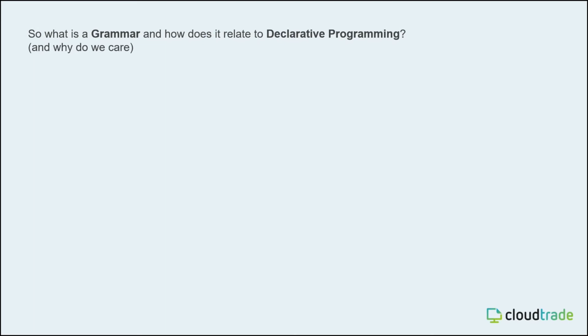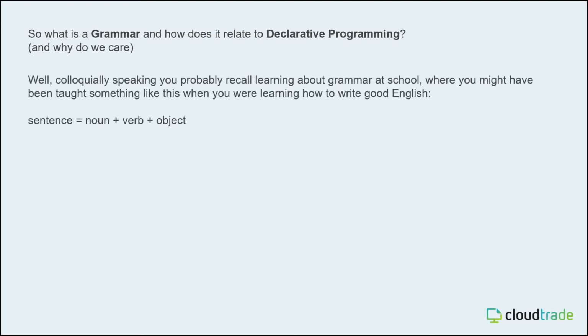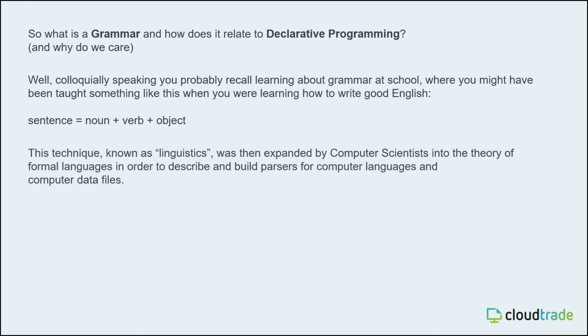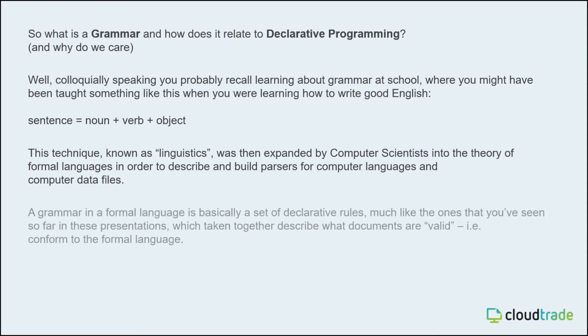So, why do we talk about grammars? Well, colloquially speaking, you probably remember grammars from school, the idea that you could define a sentence in this sort of way. It was a technique known as linguistics, which computer scientists then hijacked for computer languages and data files. A grammar in a formal language is a set of these declarative rules, like that sentence one. They define what documents are valid.